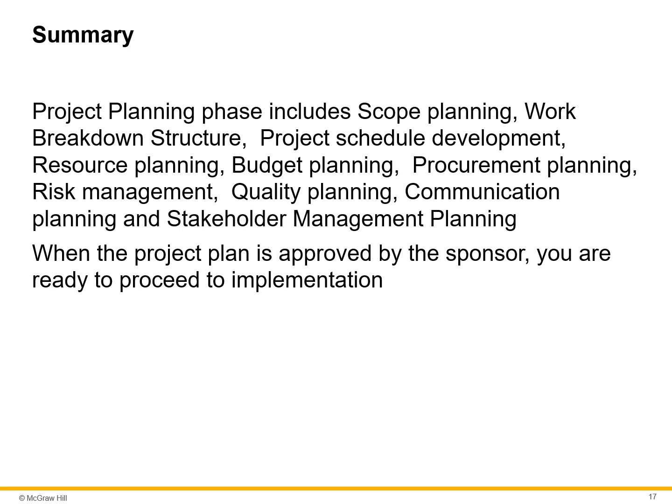In summary, the project planning phase includes scope planning, WBS, project schedule development, resource planning, budget planning, procurement planning, risk management, quality planning, communication planning, and stakeholder management planning. When the project plan is approved by the sponsors, you are ready to proceed to implementation.